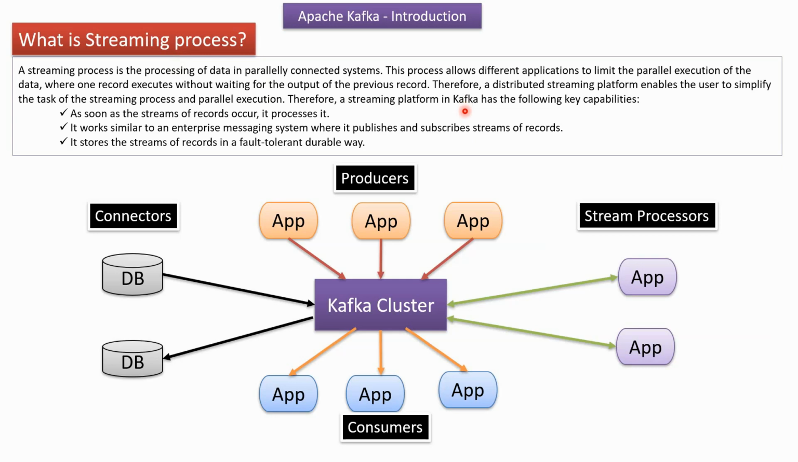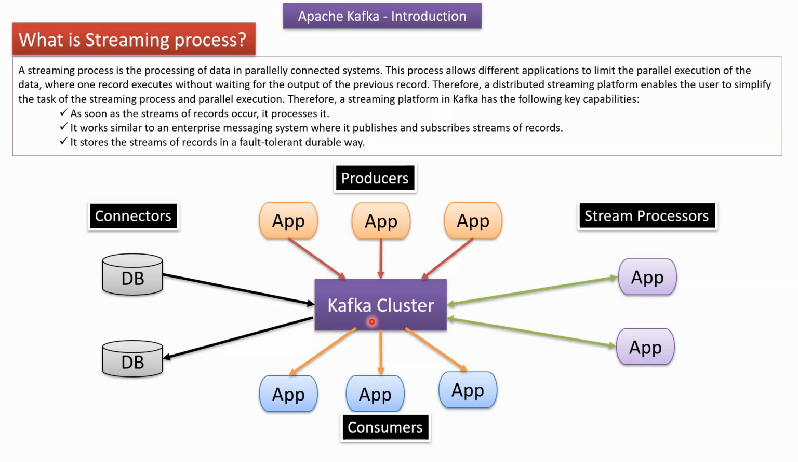Therefore, the streaming platform in Kafka has the following capabilities. As soon as a stream of records occurs, it processes it. It works similar to an enterprise messaging system, where it publishes and subscribes to streams of records, and it stores a stream of records in a fault tolerant durable way.